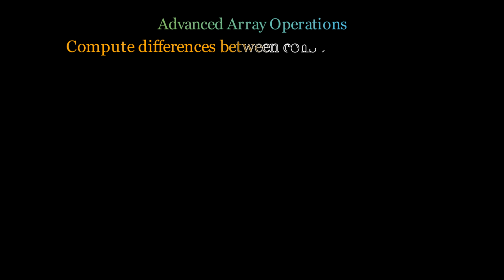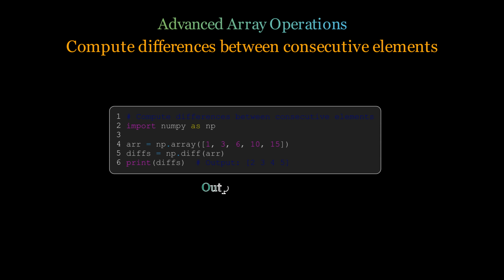The diff function calculates discrete differences between consecutive elements. For input 1, 3, 6, 10, 15, we get 2, 3, 4, 5. This is useful for calculating derivatives in numerical analysis and detecting changes in time series data.